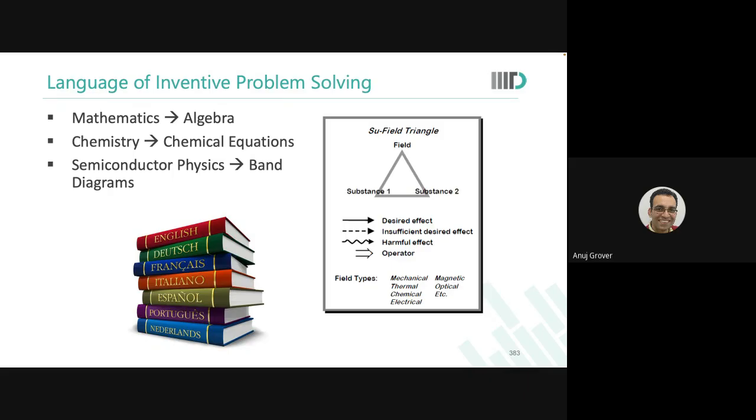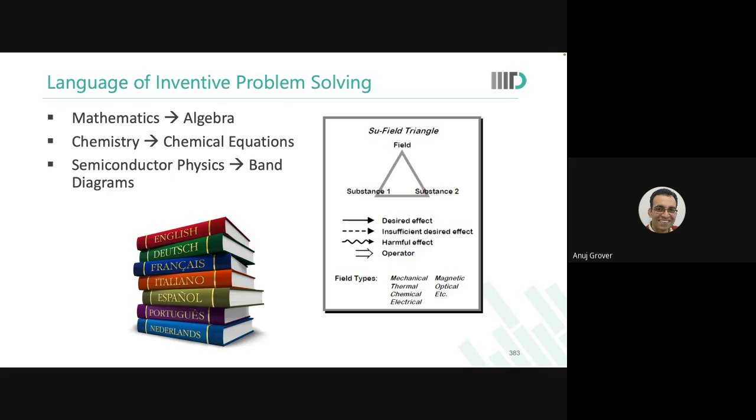Okay. And the fields that he talked about, we remember it with the term MATCHEM: mechanical, acoustic, thermal, chemical, electrical, magnetic, optical. So all these fields, he said, are available to you. Depending on the problem that you're working in and the context in which you are working in, you could play with any of these fields.